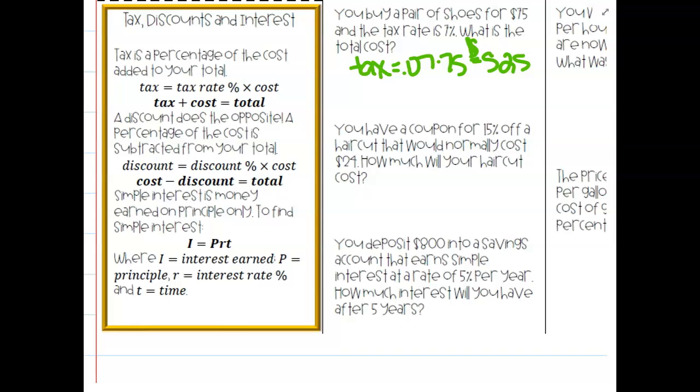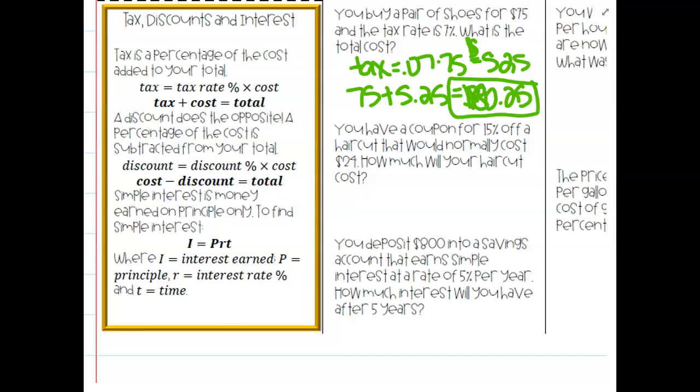Now the question though is asking, what's the total cost? Well, here's the thing. You're going to pay $75 for the shoes, and you're going to pay $5.25 for the tax. You are going to pay $80.25 for the shoes.